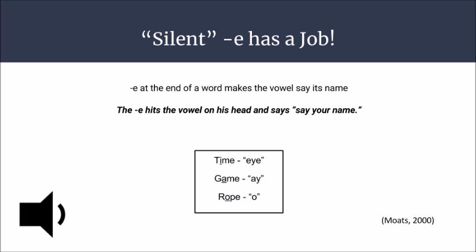Below are some examples. Look at the word time. The silent E at the end of the word makes the letter I say its name, I, in time. The same is true for game. The A says its alphabetical name, A, in game. And rope. The O says its alphabetical name, O, in rope.